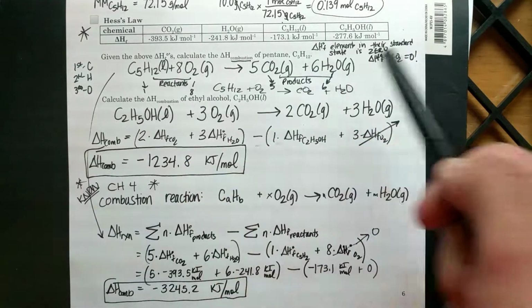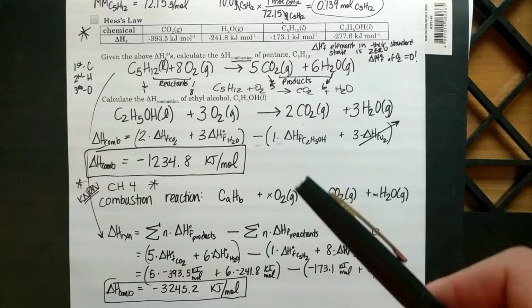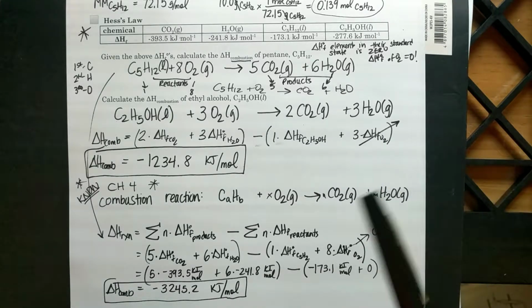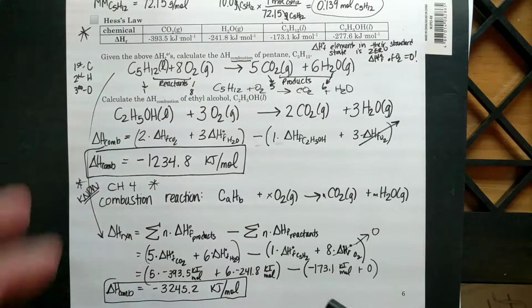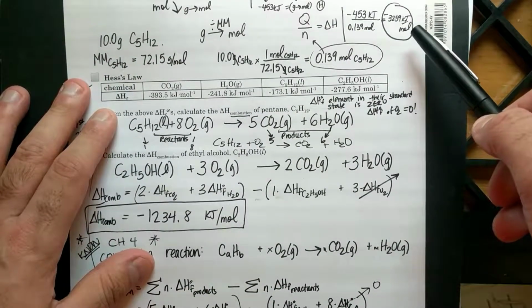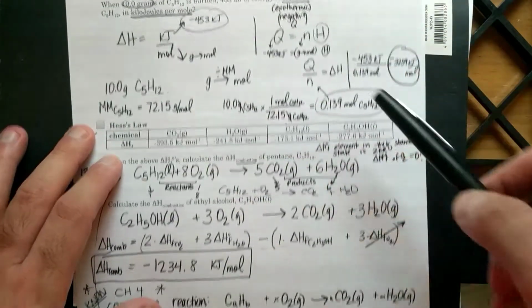It wasn't given in the table, and you will never be given the delta H of formations of elements because it's going to be 0. So if it's not given, typically it'd be 0. And then if I follow through with the calculations, I do 5 times the delta H of formation of CO2, so 5 times negative 393.5, plus 6 times negative 241.8, minus 1 times negative 173.1 plus 0. And you should check my math. You get negative 3245.2 kilojoules per mole, which is pretty sweet because it matches very closely to the answer we got in the previous question for the combustion of pentane.